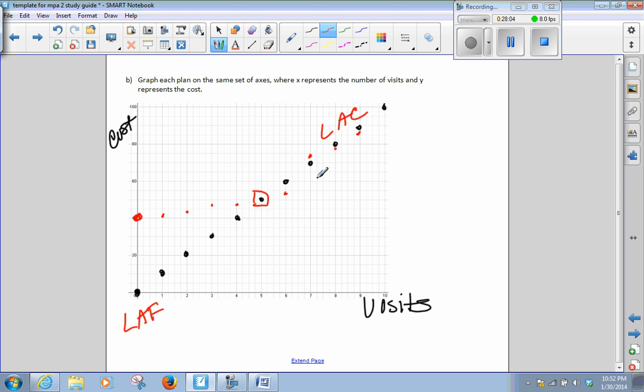Oops, I got it off. Oh gosh, I skipped a bunch, didn't I? Whoopsie. Let's try this again. All right. So now I've graphed it.